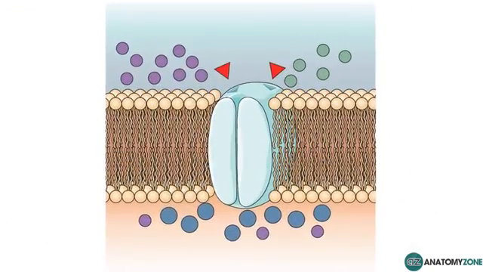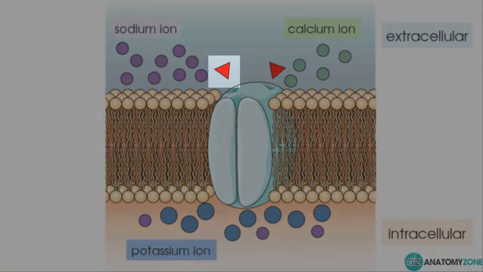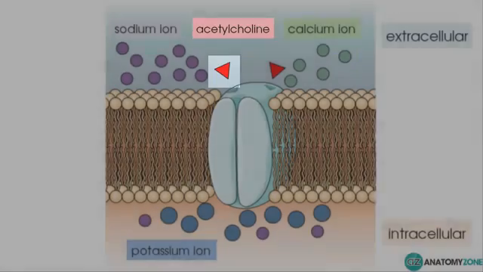So we've zoomed in to the cell membrane, and what we're looking at here is one of the receptors embedded within the phospholipid bilayer of the cell membrane. We've got the extracellular space out here and the intracellular space in here. In purple we've got sodium ions, and in green we've got calcium ions, and these you can see are in the extracellular fluid. On the inside we've got the potassium ions. So this red triangle represents acetylcholine, the neurotransmitter that we just talked about.